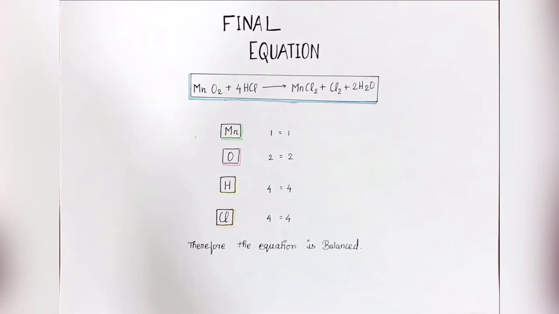And after substituting the values of the variables, we get the final equation, which is MnO2 plus 4HCl gives MnCl2 plus Cl2 plus 2H2O.